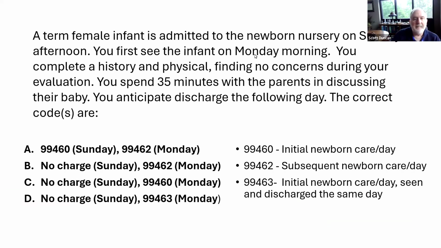So a term baby is admitted to the newborn nursery on Sunday afternoon. You first see the infant on Monday morning. You do a complete history and physical, finding no concerns, spend 35 minutes with the parents. You anticipate discharge the following day. So what day is the correct one to code?